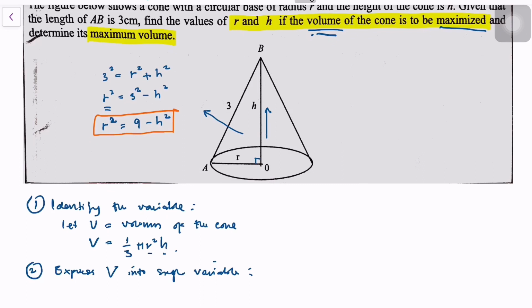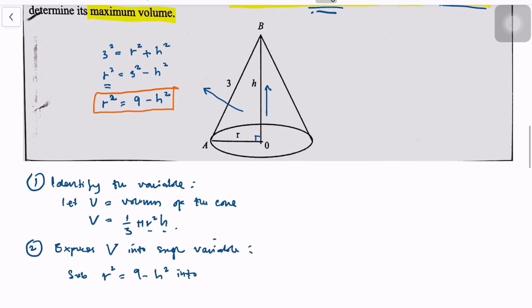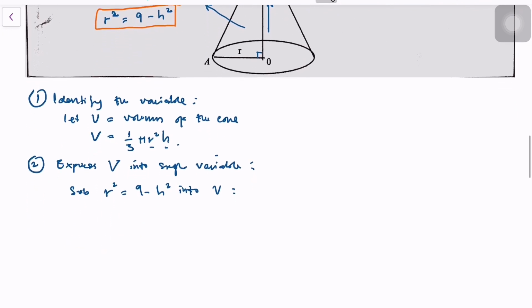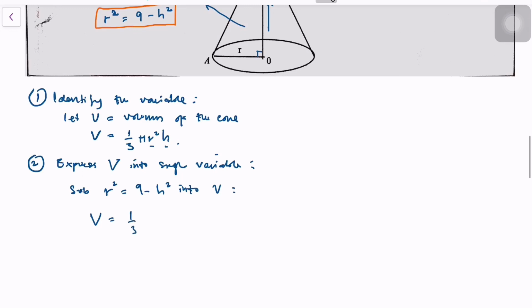So okay, kita akan substitute r squared is equals to 9 minus h squared into V. So kita akan dapat V is equals to 1 over 3 pi, 9 minus h squared, times h. So saya simplify, darabkan, expand. Saya akan dapat 1/3 pi, 9h tolak h kuasa 3. Alright, now I already expressed in terms of h, only a single variable.